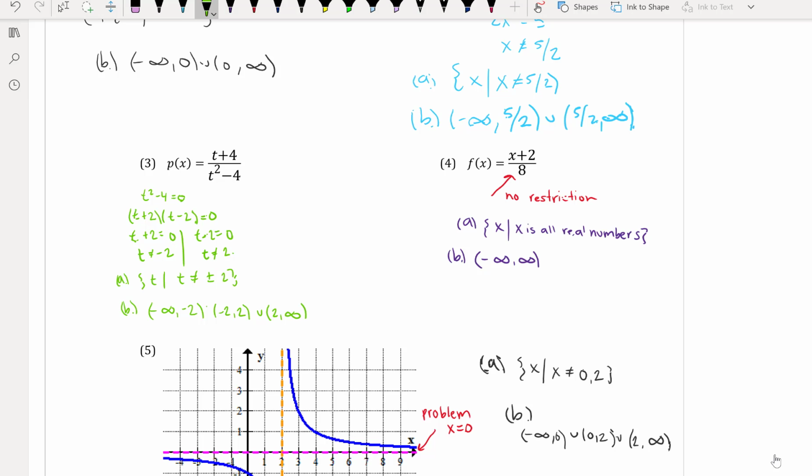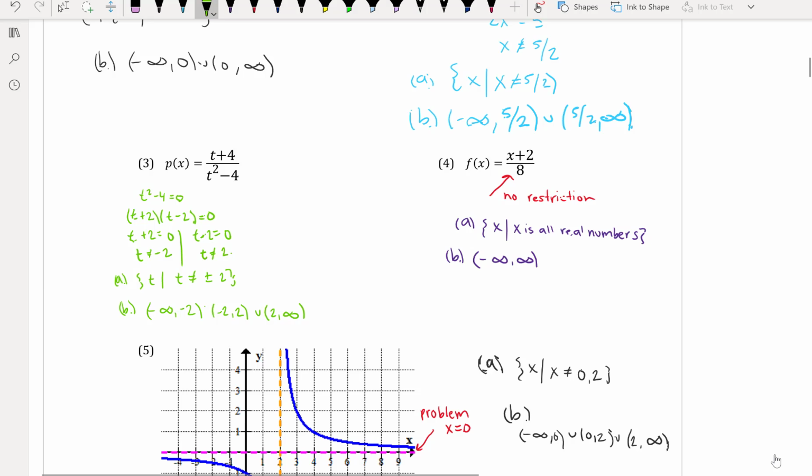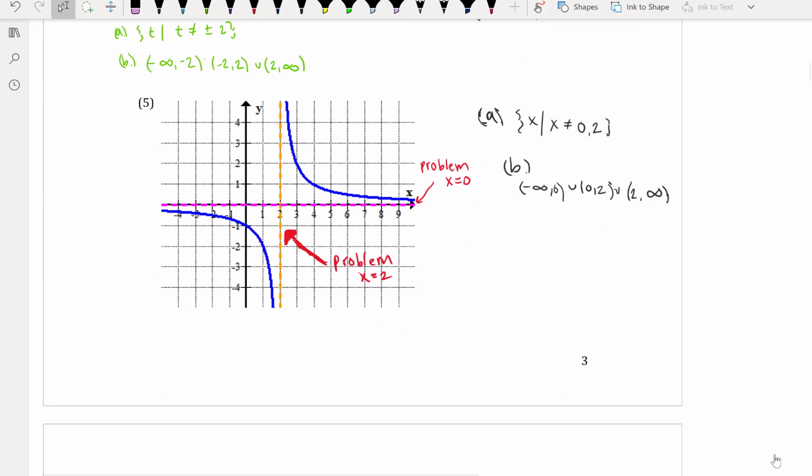All right, so for number 4, the denominator is just equal to 8. So 8 equal to 0 doesn't make any sense, so there is no restriction. So you say x is all the real numbers, and all the real numbers go from negative infinity to positive infinity. For number 5, we're still looking at the domain.